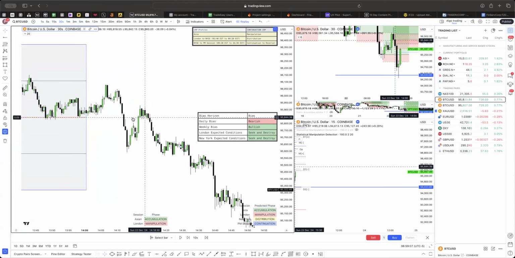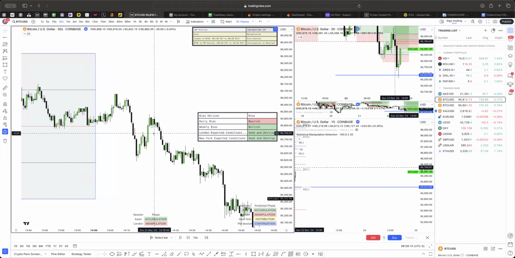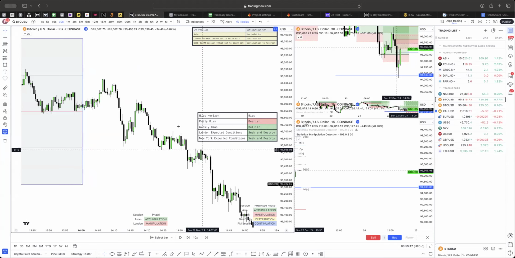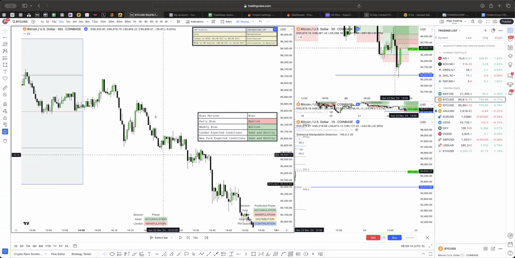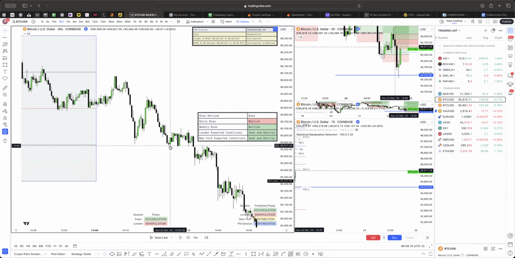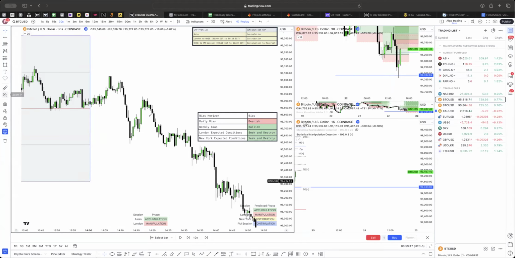Let's take a look at the PM macro. PM macro is from 220 to 330, right? So this is that PM macro timing somewhere here. So if you take a look at this PM macro timing, let's see what happened. High here, price made the new high, take out. Okay, there is my inversion. Inversion is here.